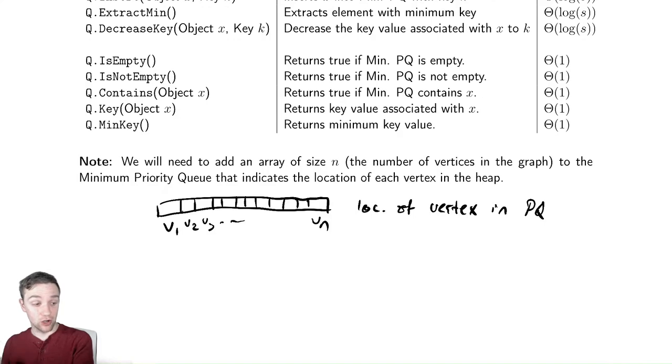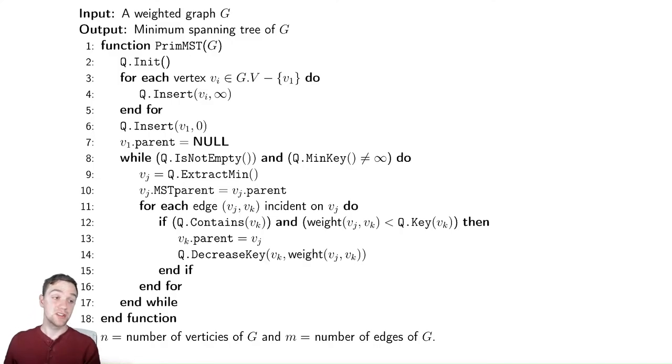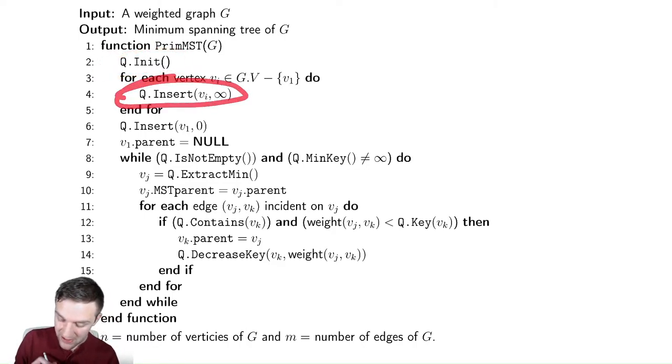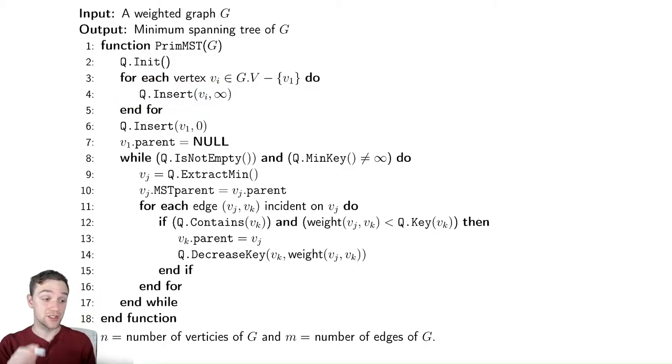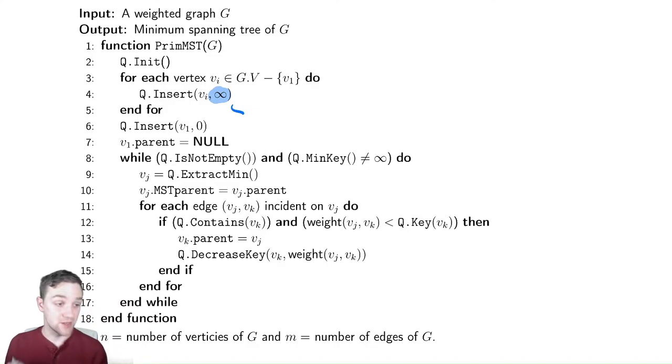Now, how can we use this in our code? Well, let's go down and look at it. This should be very similar to our previous example, just more object-oriented. Rather than having this data structure U, we now have a priority queue called Q that we are going to store all of these costs in. So we initialize the priority queue. We then insert every single vertex with a cost of infinity. The second entry is the cost for the vertex. And we are going to then insert V1 with a cost of 0, just like we saw before. And then we're going to say its parent is going to be null.